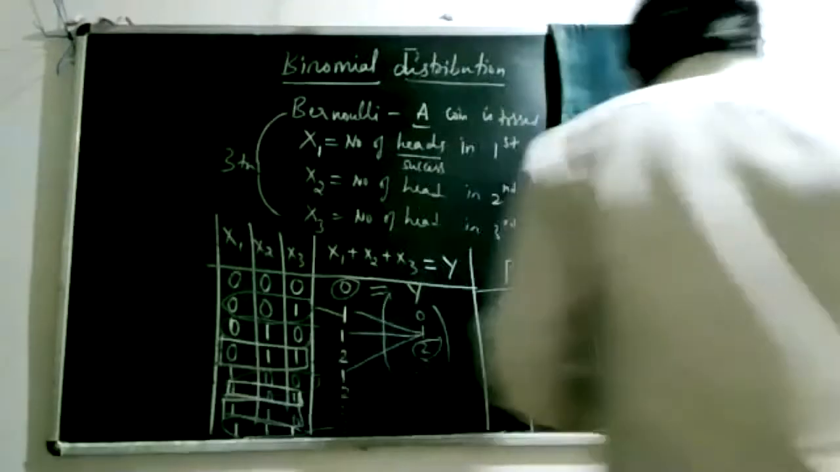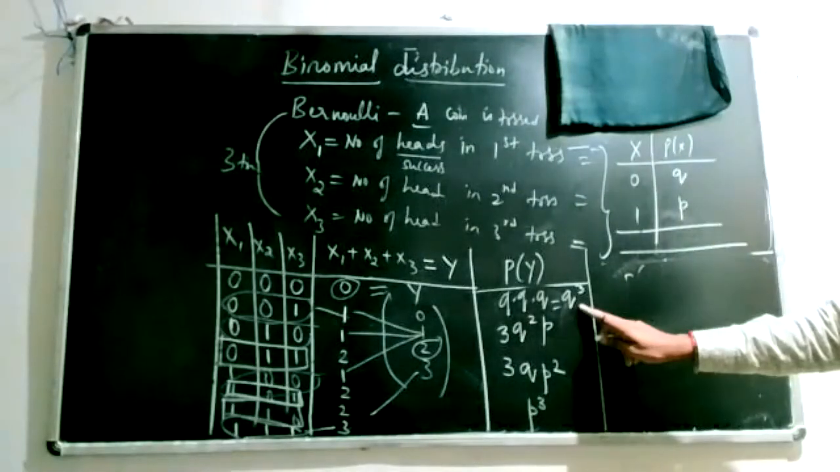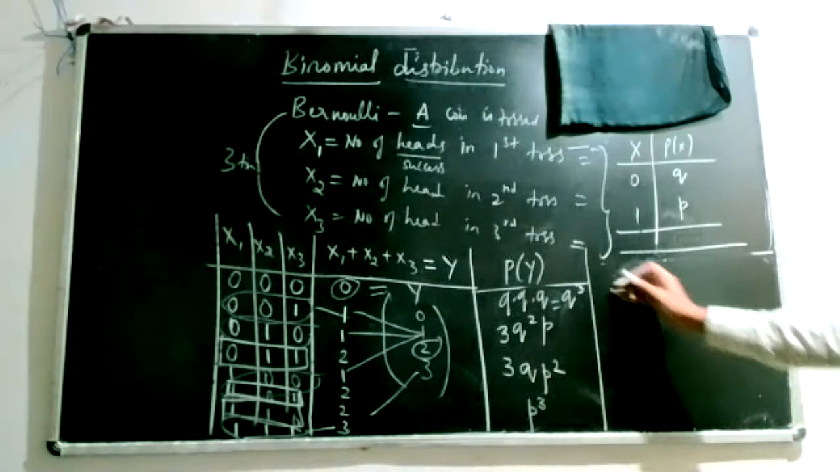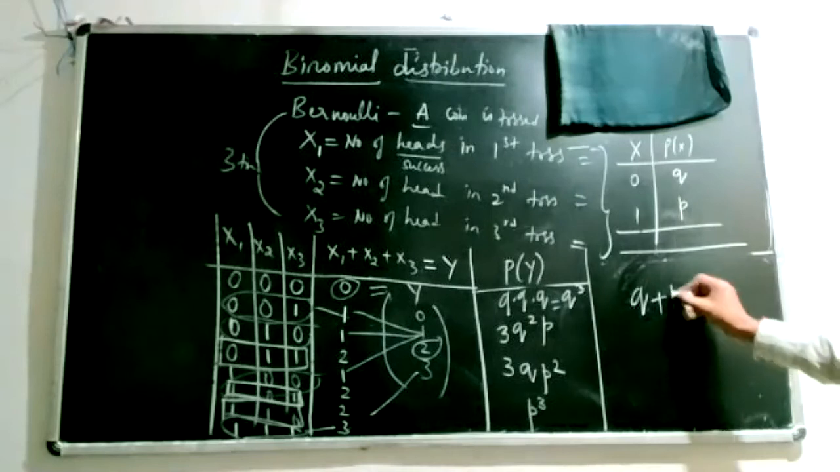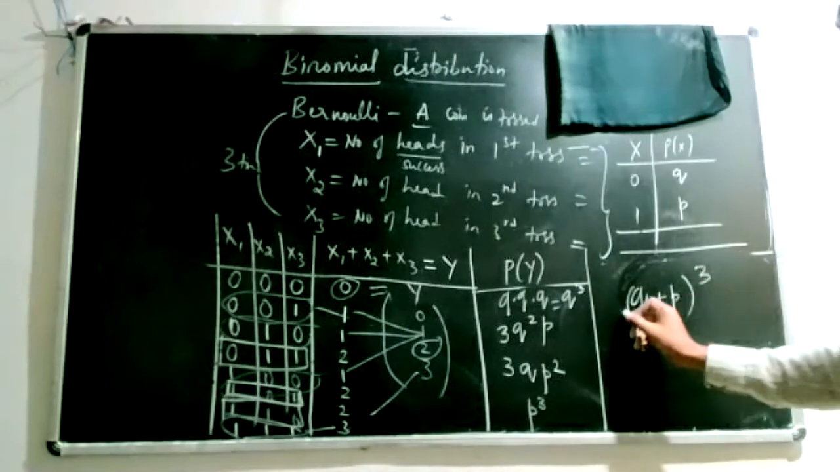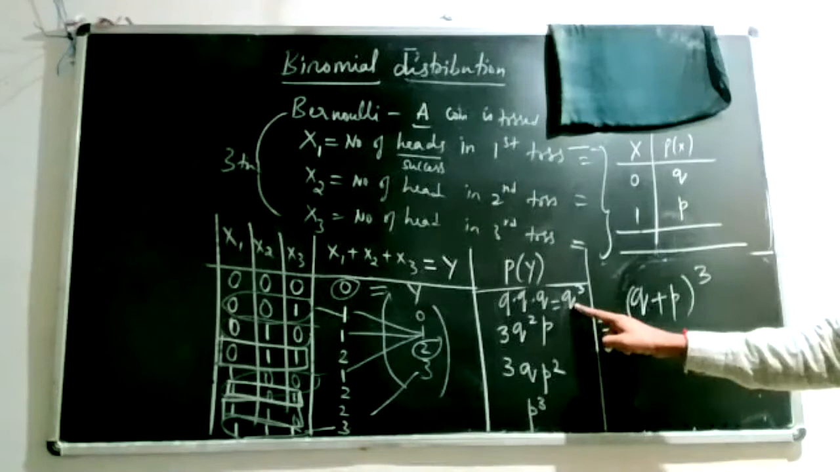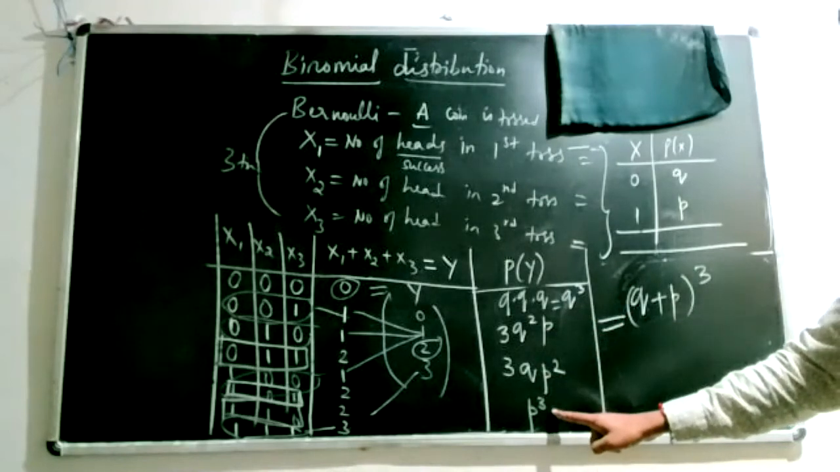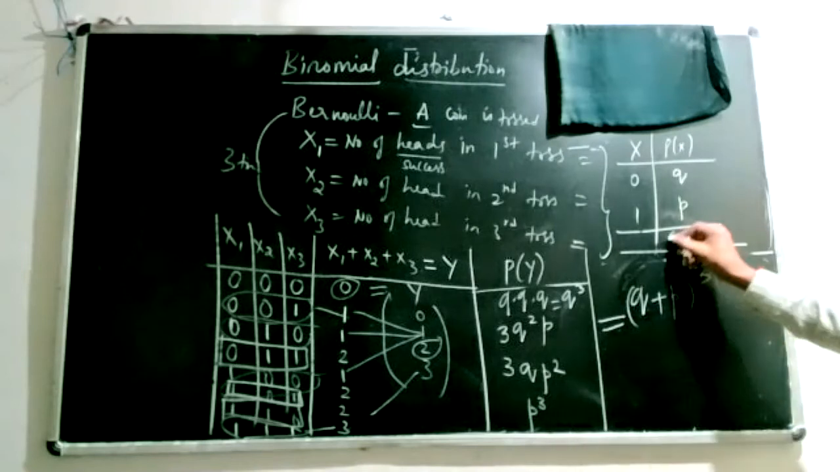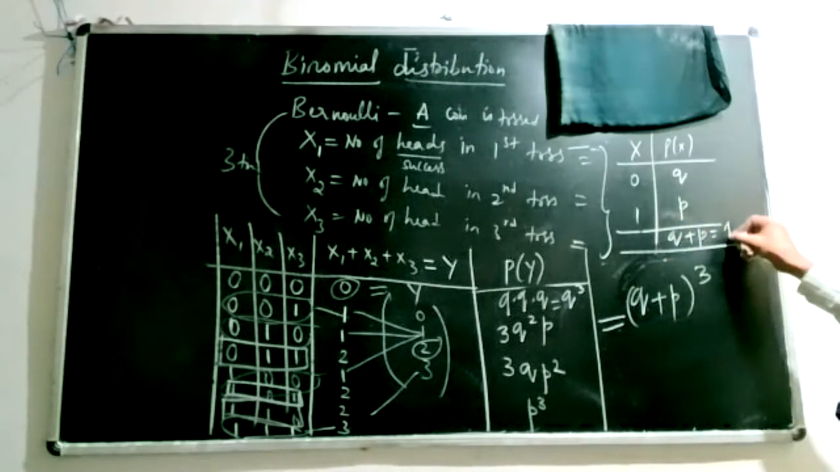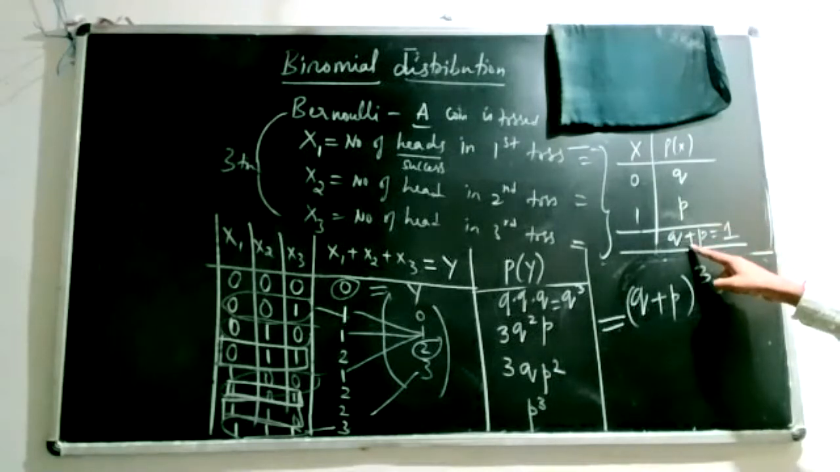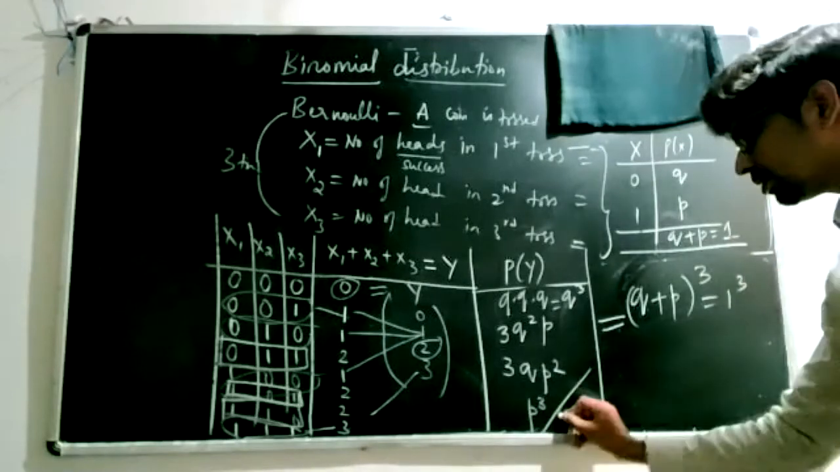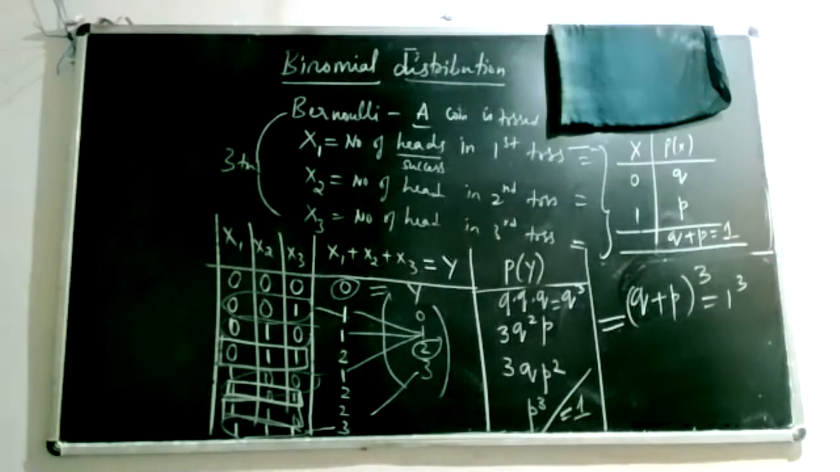Now, if you look into the total probability, you have Q cube plus 3Q square P plus 3Q P square plus P cube, which is nothing but your Q plus P whole cube. If you remember, a plus b whole cube is a cube plus 3a square b plus 3a b square plus b cube. So the total is Q plus P. And from the Bernoulli model, we said Q plus P is the total probability for Bernoulli, which is always equal to 1. Therefore, this is 1 cube, and this total is always equal to 1.